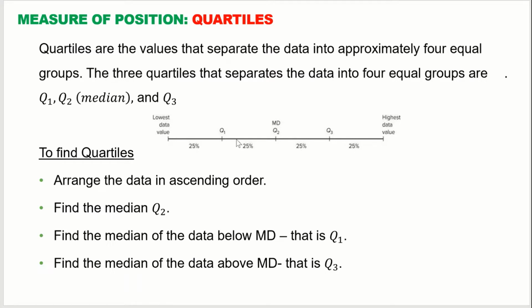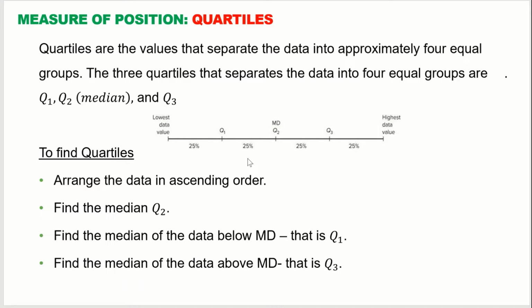In order to do that, we need three numbers. We need a number here, a second number here, and a third number here. These three numbers divide the data into four equal parts, and these numbers are called the quartiles. The quartile here in the middle is called the second quartile, or median. So the median is the second quartile.